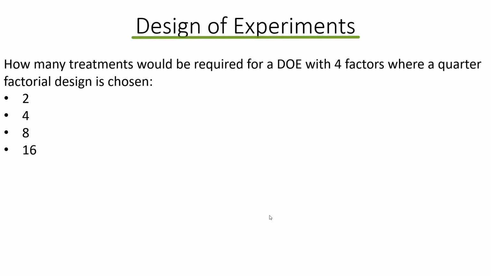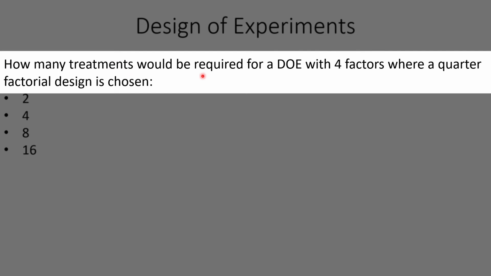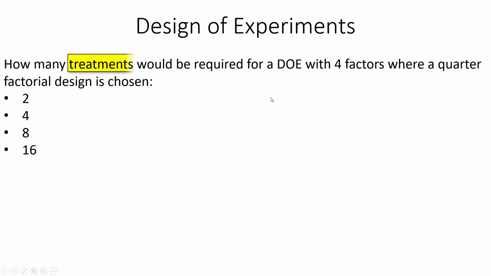Okay, let's keep moving here and talk about design of experiments. When you are designing an experiment, again, it's important to be able to calculate the number of treatments associated with whatever design you've chosen. So, how many treatments would be required for a DOE that has 4 factors where you've chosen a quarter factorial design, okay? So again, some of the keywords here in the statement are treatments and quarter factorial design. Those are the 2 keywords that you need to know to look up the right equation.